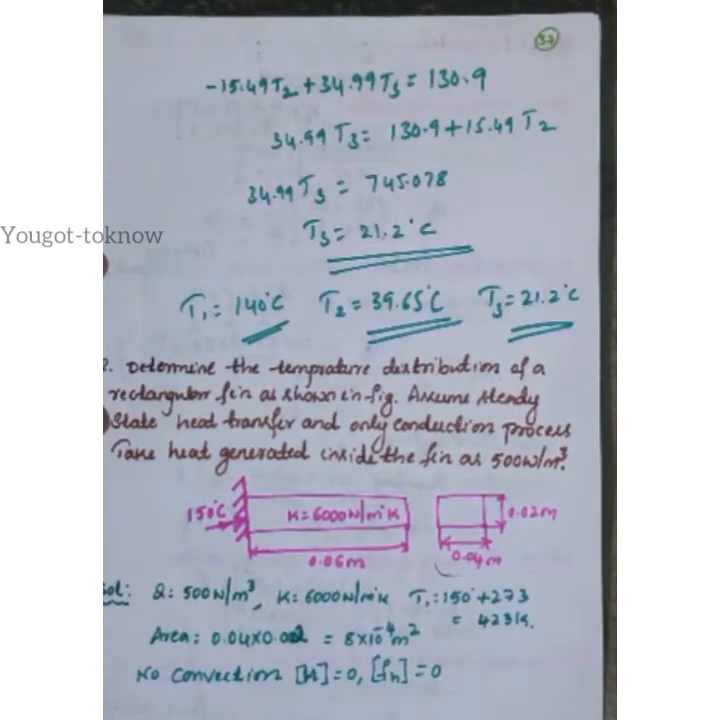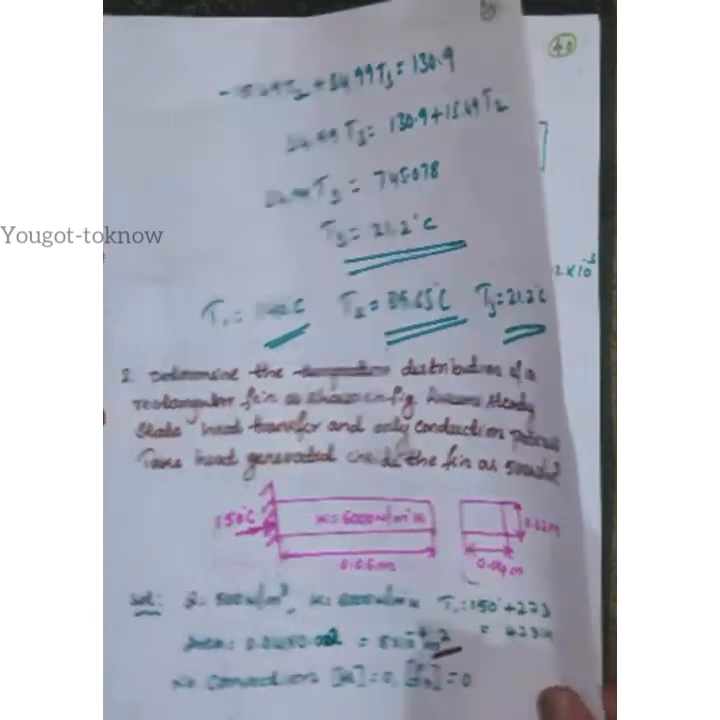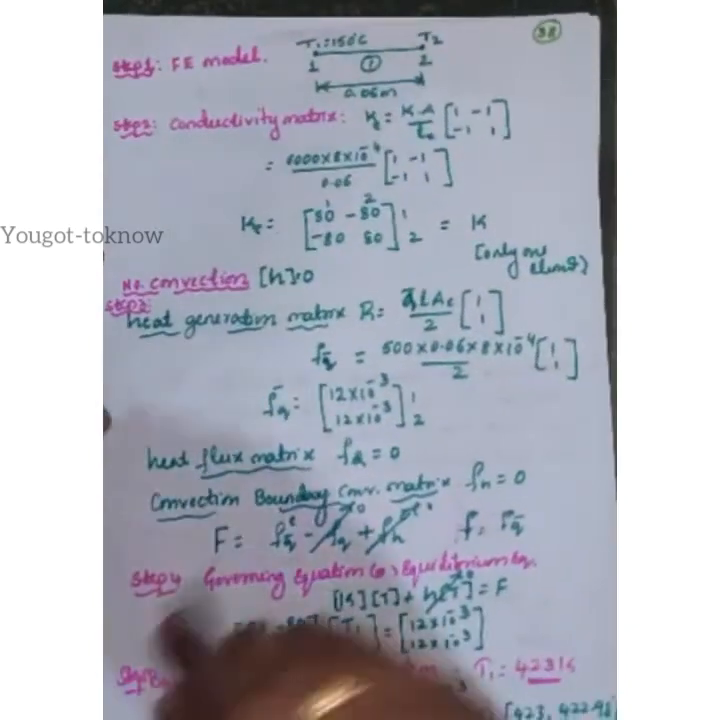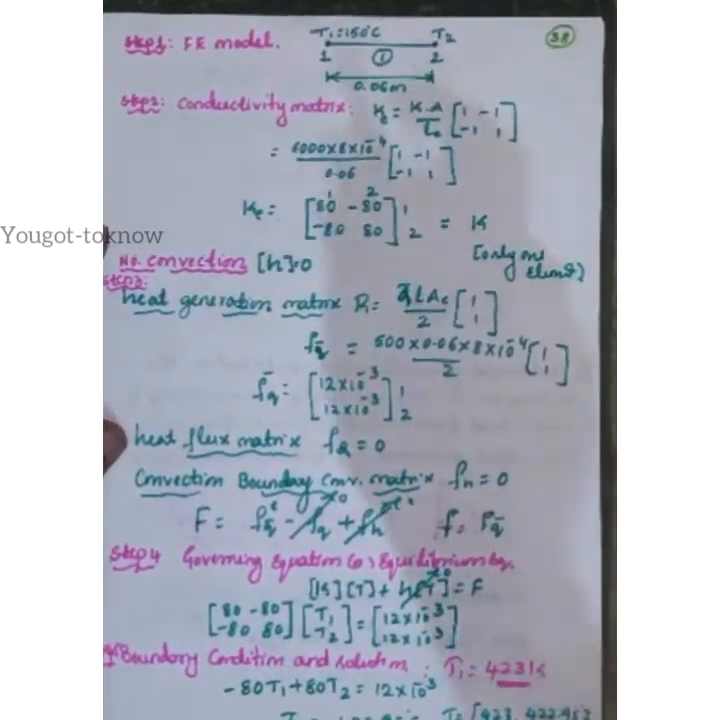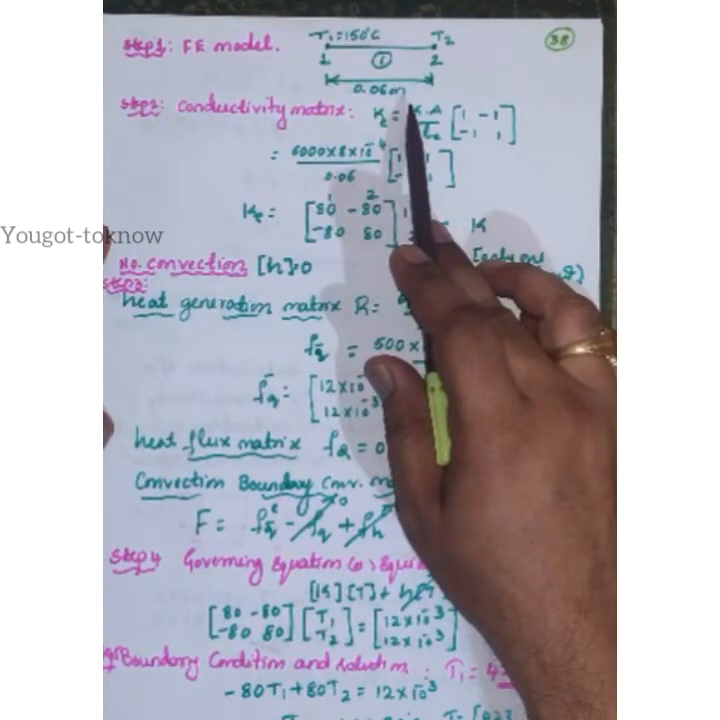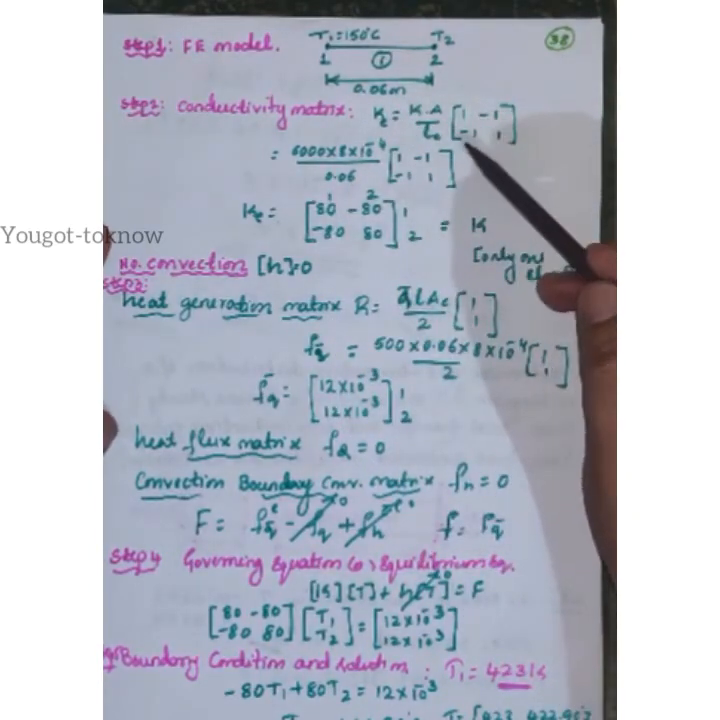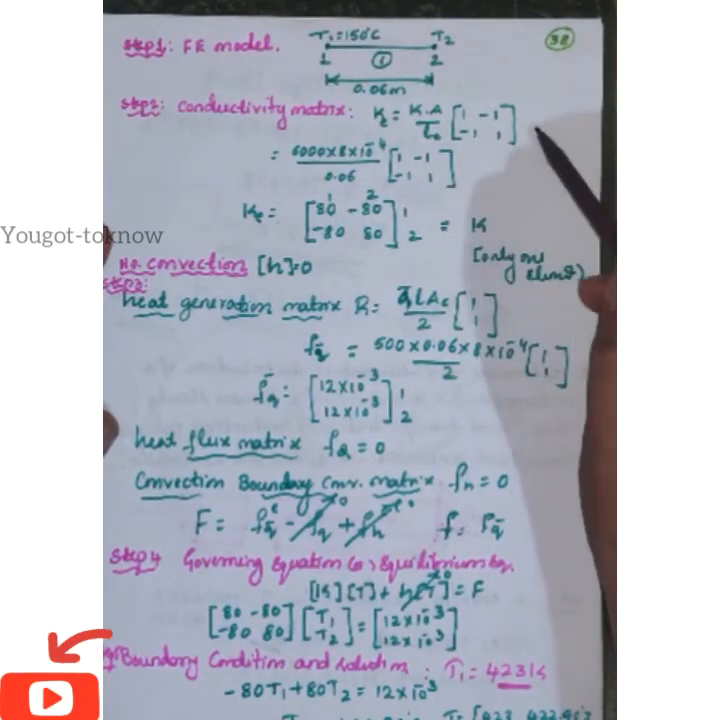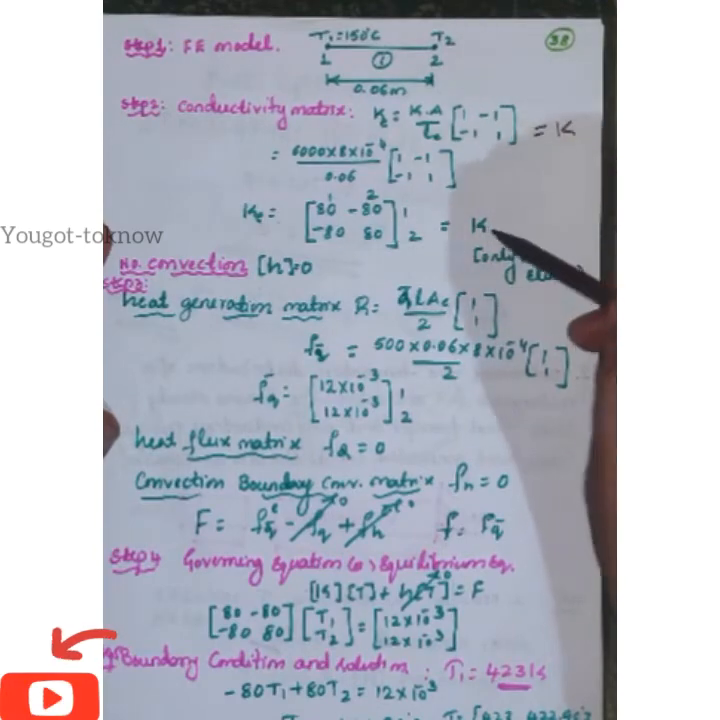When a rectangular fin is given, what is your difference? Area. Area you should take. What is the area? This is width into breadth. B into H you should calculate, 0.04 into 0.02. That is what I have done. Then if you observe your problem, the entire procedure will be the same. Same two elements, only 1 and 2, 0.06 meter. Then K, same K, LE by 1, minus 1. K itself is equal to K. You are going to get the K value.